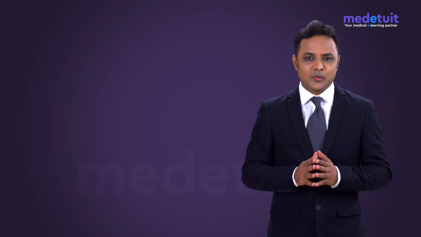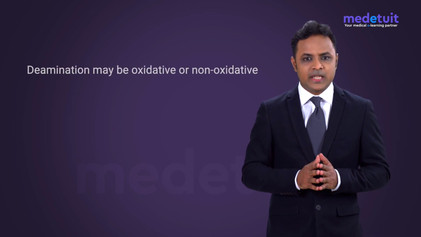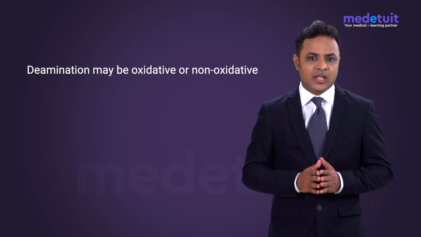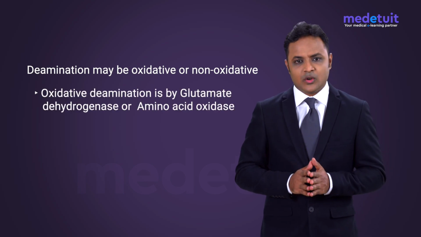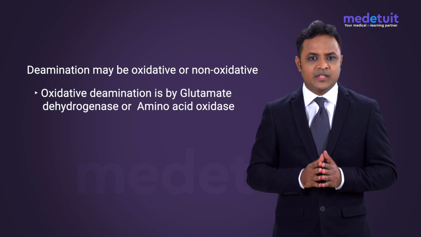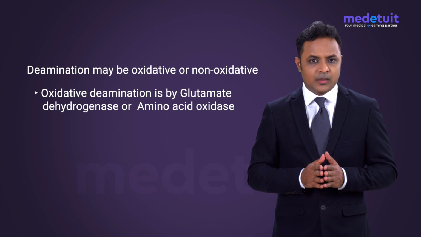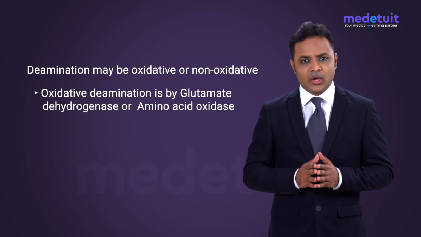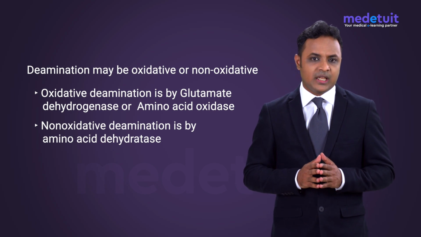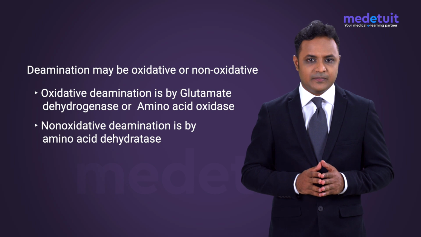Deamination. The process of deamination can happen through two different processes. One is an oxidative process and the other is a non-oxidative process. The oxidative process of deamination can take place with the help of the enzyme glutamate dehydrogenase or the enzyme amino acid oxidase. The non-oxidative deamination can take place with the help of the amino acid dehydratase enzyme.